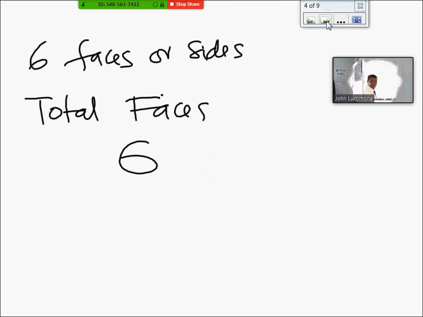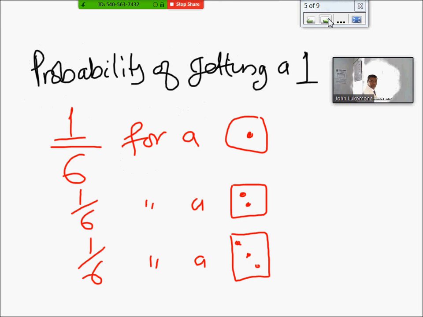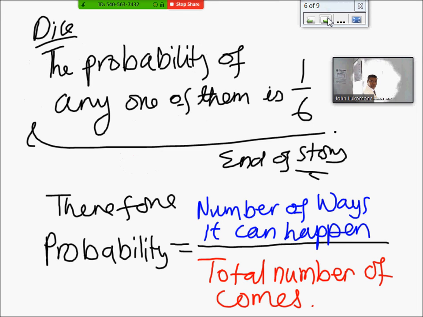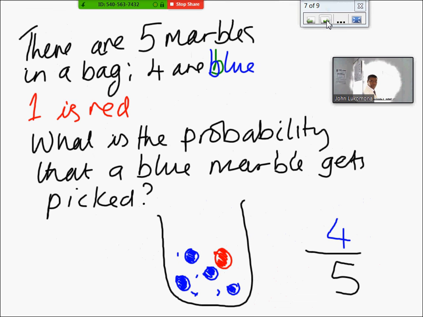Then we come to the example we went through, and that is the formula for calculating probability: the number of ways it can happen, which is the numerator, over the total number of outcomes, which is the denominator. Just work out the total number of outcomes. The example of the marbles, there are 5 marbles in the bag. 4 of those are blue, and 1 is red. What is the probability that a blue marble gets picked? It's a matter of counting the number of outcomes and also the number of ways this can happen. For the blue marbles, it's 4 ways because there are 4 marbles in there, so 4 over 5. And for red, it's 1 out of 5.